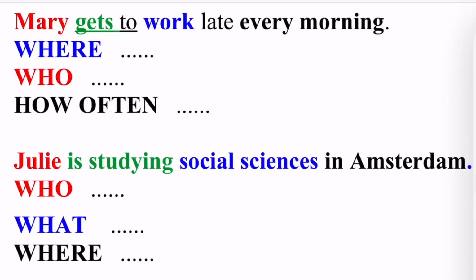Okay, now let's try the same with Julie. Somebody is studying social sciences in Amsterdam. Who is studying social sciences in Amsterdam? If you look, we're actually repeating the sentence as it stands. Who is studying social sciences in Amsterdam? So the sentence structure remains exactly the same.